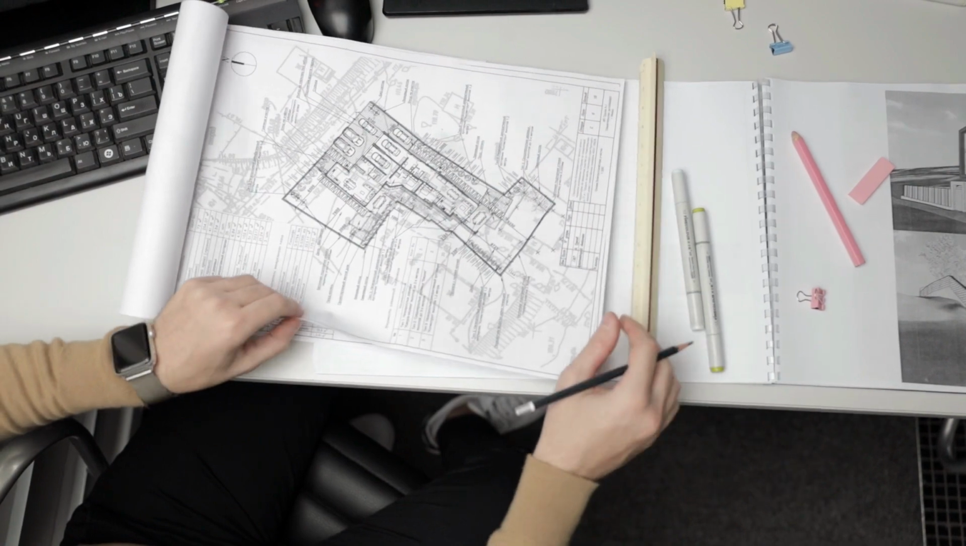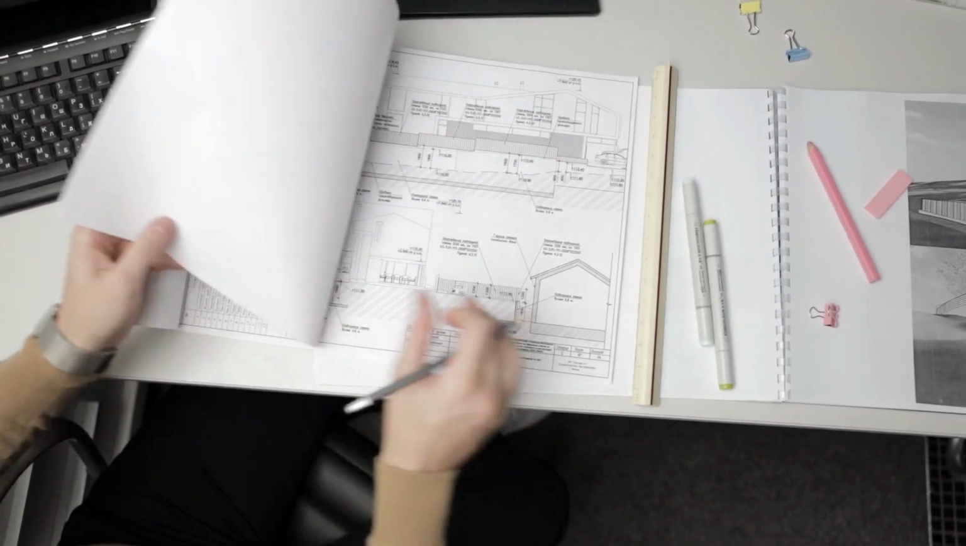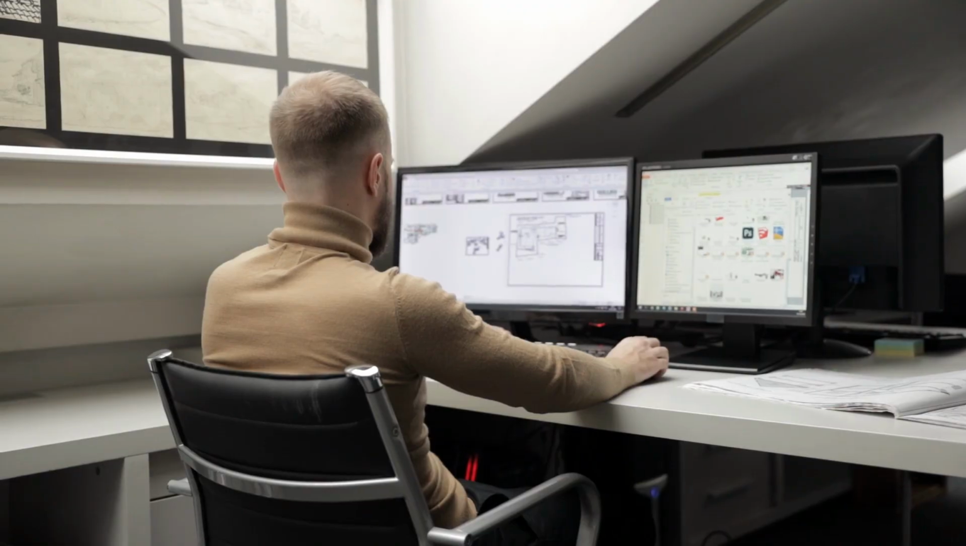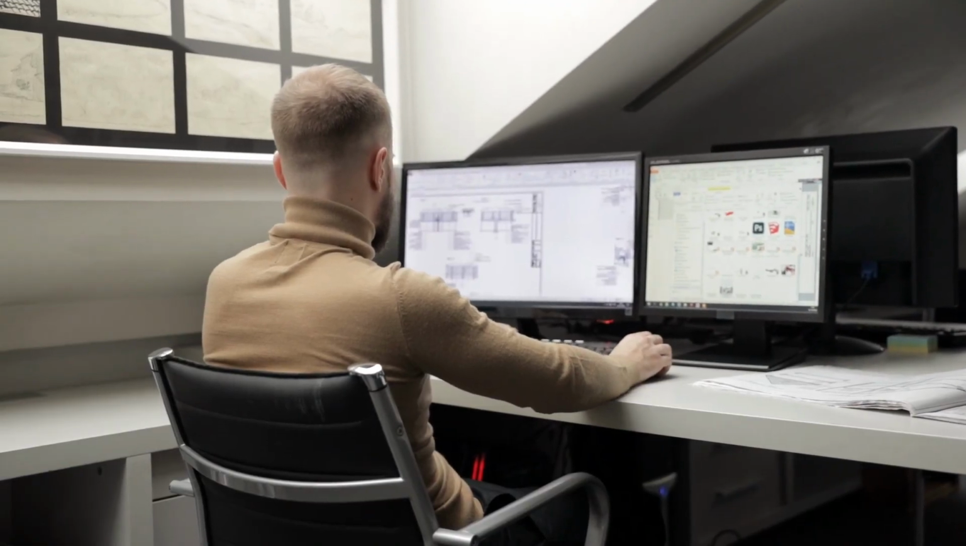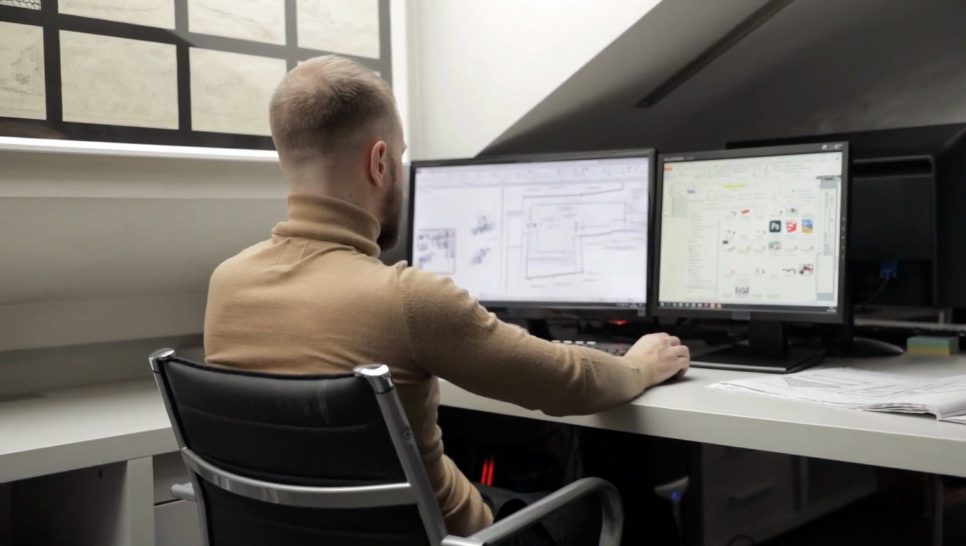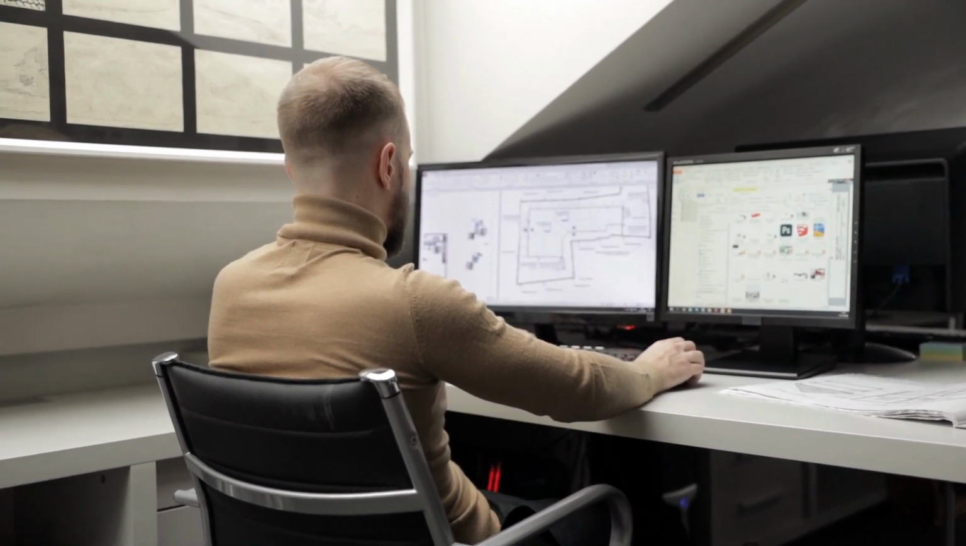An architect is a licensed design professional responsible for conceptualizing, planning, and overseeing the construction of buildings and structures. On the other hand, a drafter, also known as a drafting technician or architectural drafter, works closely with architects and other professionals to create technical drawings and plans based on their designs.